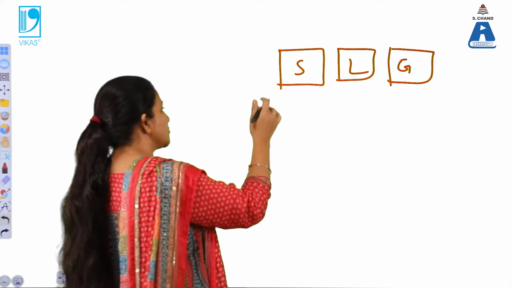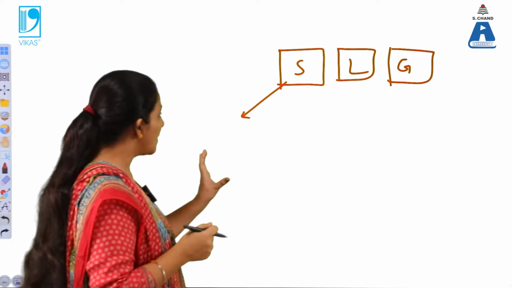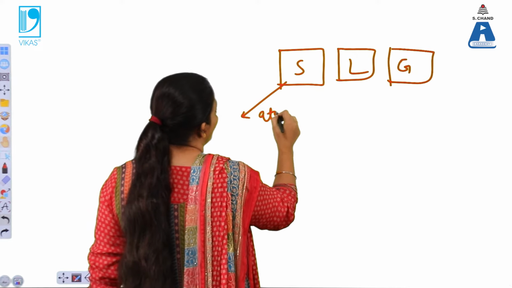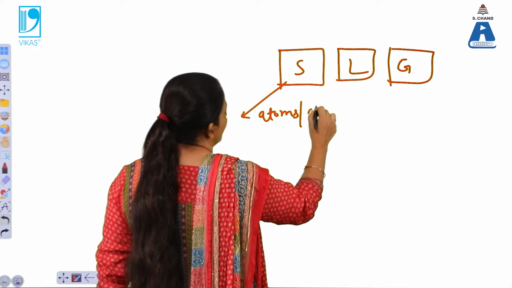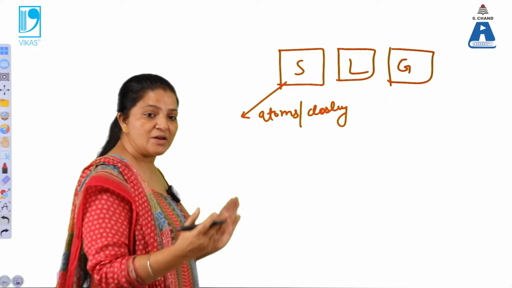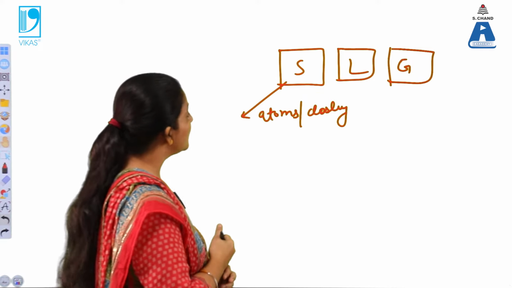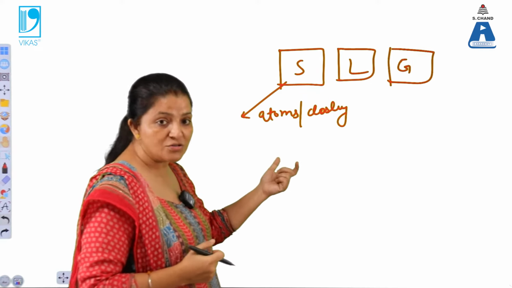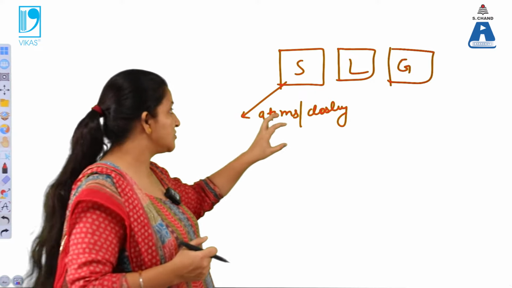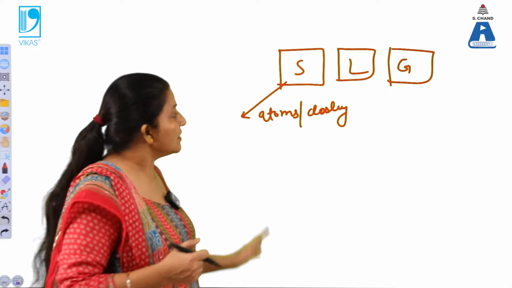We know that in solids the particles do not move freely. That means atoms in solids are closely packed to each other. When atoms are packed very closely to each other, it is very difficult for the electrons to move from one end to the other end. That's why the particles are not able to move in solids.